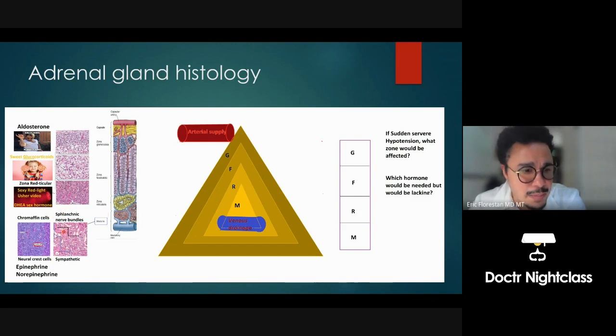The last and deepest layer is the medulla layer, okay? In the medulla layer, this is where things are magical. Things are magical in the medulla layer because you have those magical neural crest cells. The neural crest cells, there's a specific breed of them. They're called the chromaffin cells, and they make epinephrine and norepinephrine, okay? They make epinephrine and norepinephrine, right?